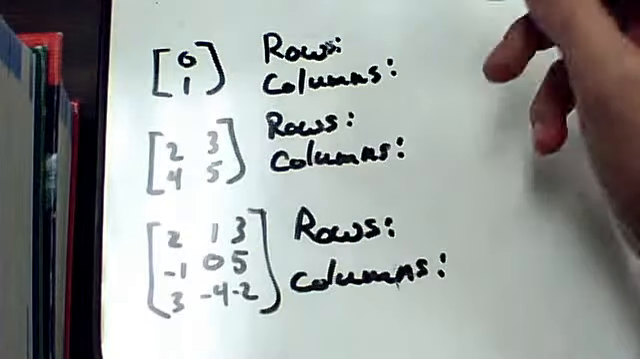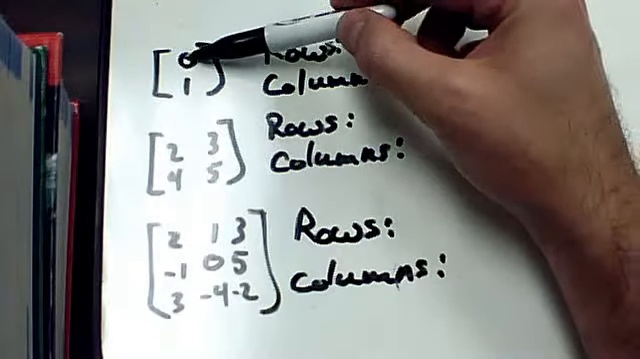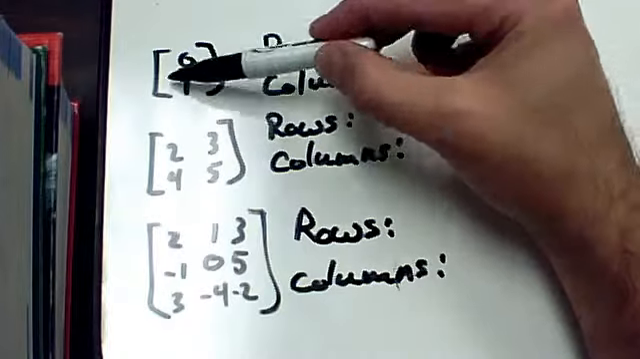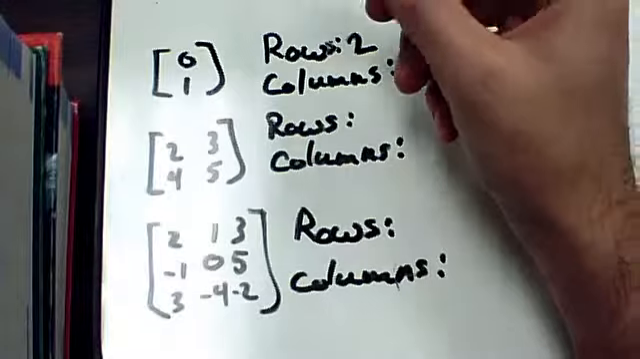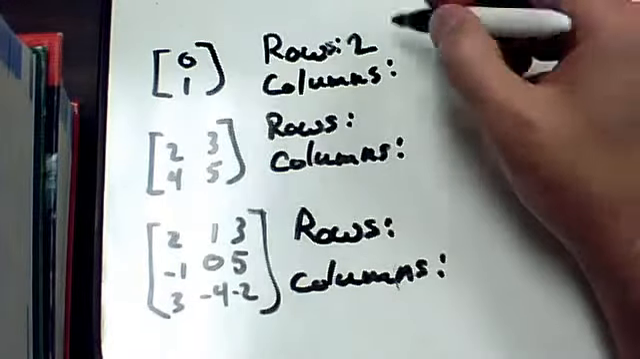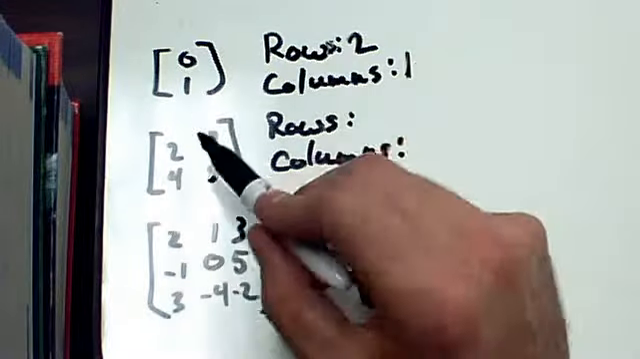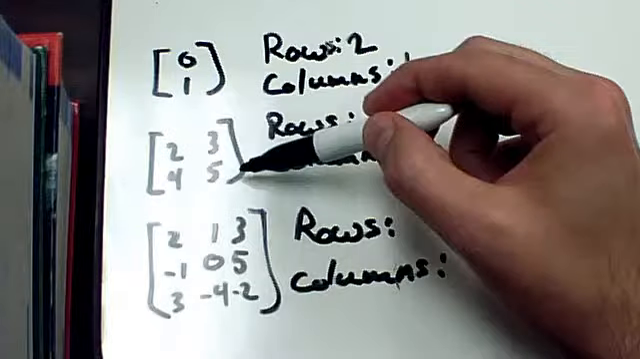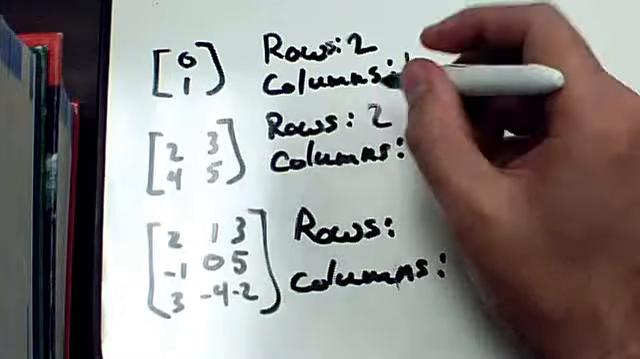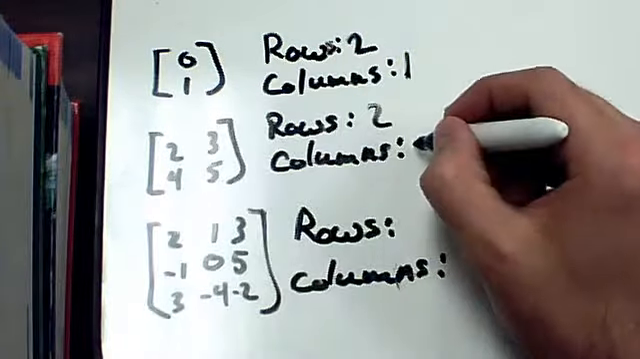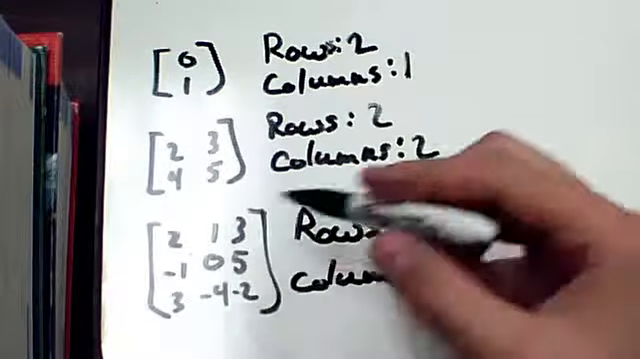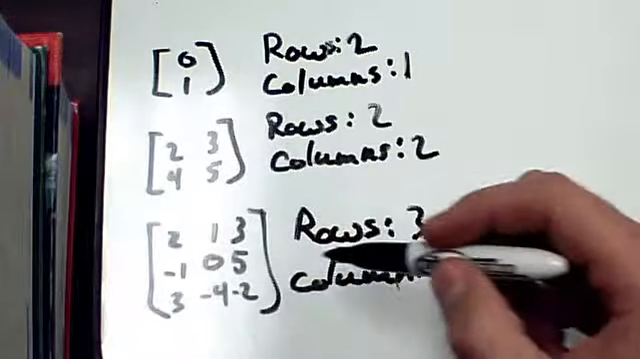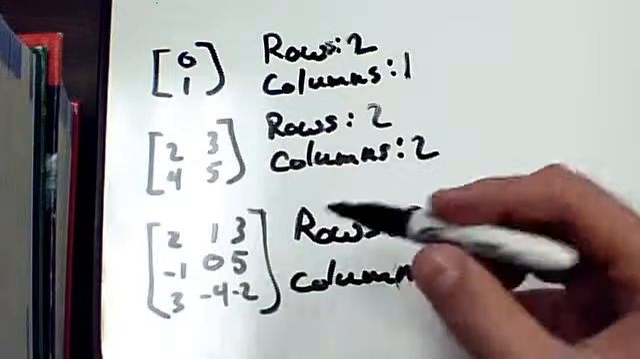Let's see how many rows there are. We have one row here and one row here, so that's a total of 2 rows, and we have 1 column. Here we have 2 rows of numbers and 2 columns of numbers. Then we have 3 rows and 3 columns.